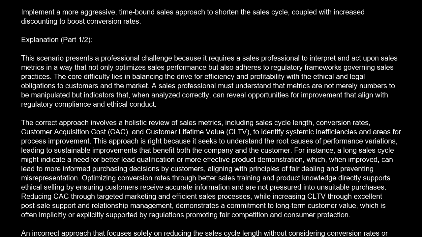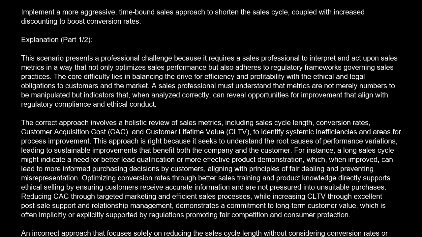For instance, a long sales cycle might indicate a need for better lead qualification or more effective product demonstration, which, when improved, can lead to more informed purchasing decisions by customers, aligning with principles of fair dealing and preventing misrepresentation. Optimizing conversion rates through better sales training and product knowledge directly supports ethical selling by ensuring customers receive accurate information and are not pressured into unsuitable purchases.